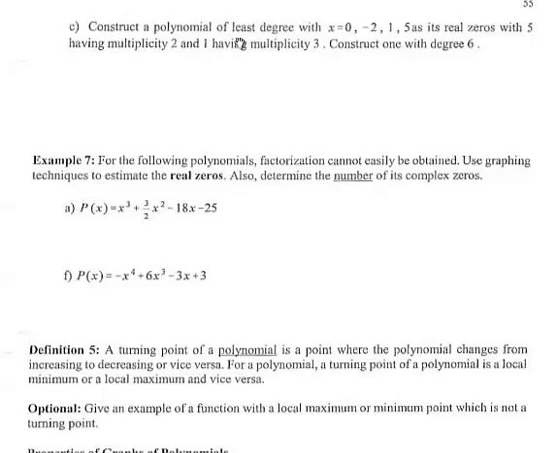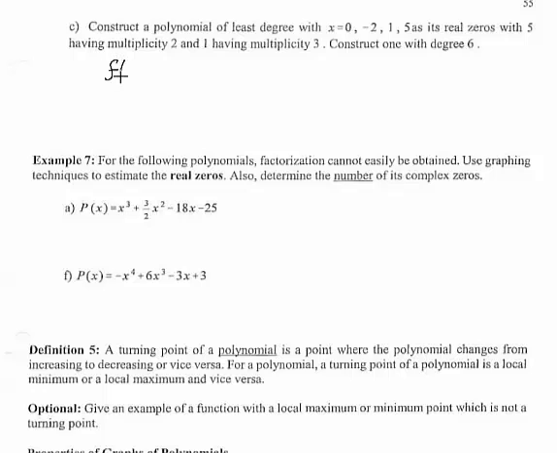C, we're sort of working backwards. It wants us to construct the polynomial of least degree with x equals 0, negative 2, 1, and 5 as the real zeros, with the zero 5 having multiplicity of 2, and x equals 1 having multiplicity of 3, and we want to construct one with degree 6. Okay.